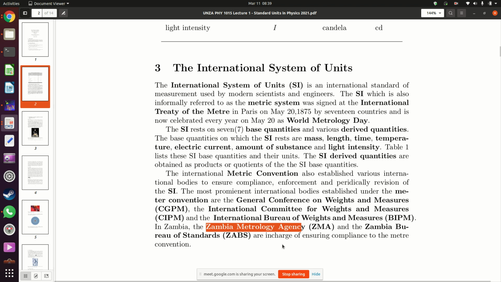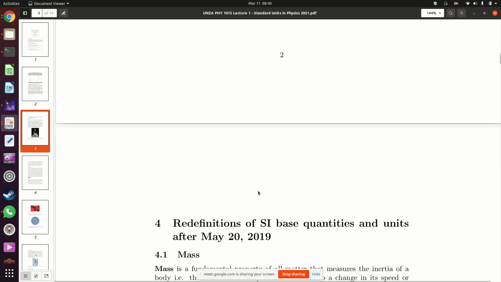These are the organizations which are there to ensure that things, especially the Zambia Metrology Agency, that is the organization which is there to ensure that things which have to do with measurements and weights are being followed. The Zambia Bureau of Standards has to do with standards, whether standards are being followed and stuff like that. But the Zambia Metrology Agency is the organization in Zambia which is responsible for making sure that we follow the dictates and we are compliant to the international system of units. Okay.